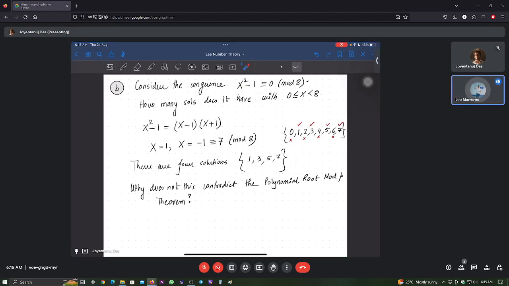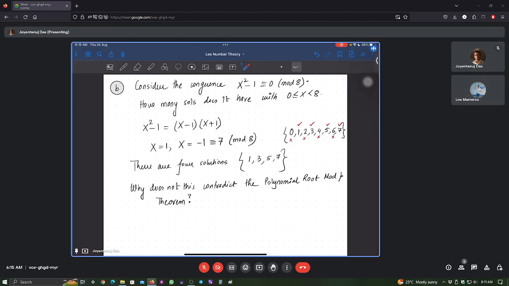Maybe it's because it's a modulo. I mean, modulo will, no, right? Because these are all incongruent solutions. So here we have already taken modulo 8, so that is not a problem. I don't know.